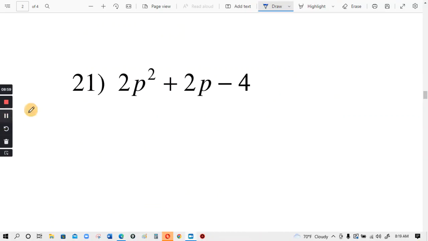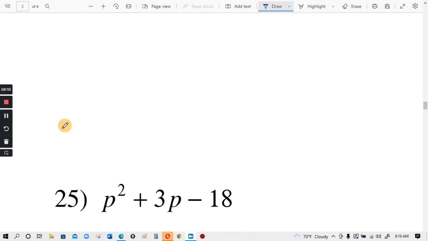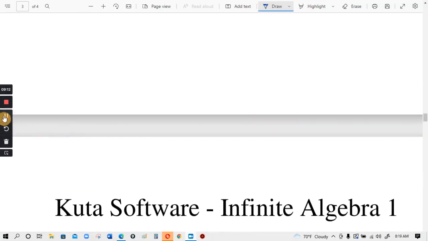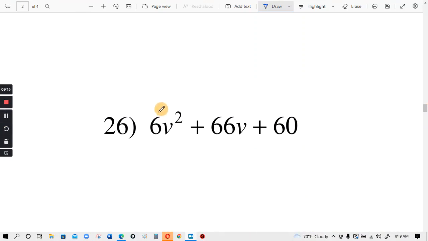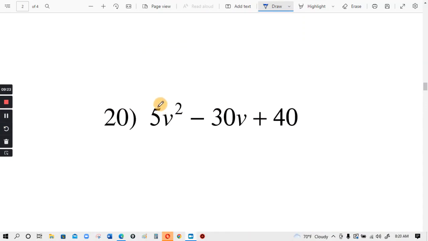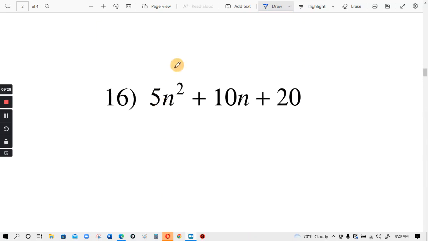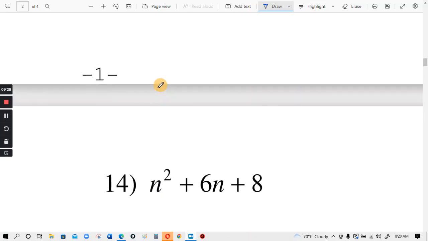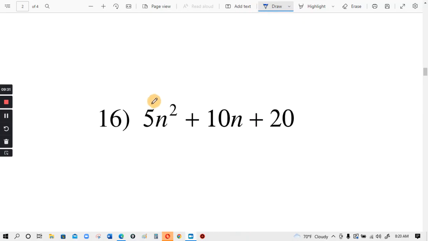So if I can give you some hints on number 21, you want to factor out the 2 first, and then proceed with the ax squared plus bx plus c. On number 26, factor out a 6 first. 22, factor out a 4 first. 20, factor out the 5 first. 16, factor out the 5 first, and so on. Once you factor out the a term, and then you have a equals 1, you can do the problem just like the other ones.